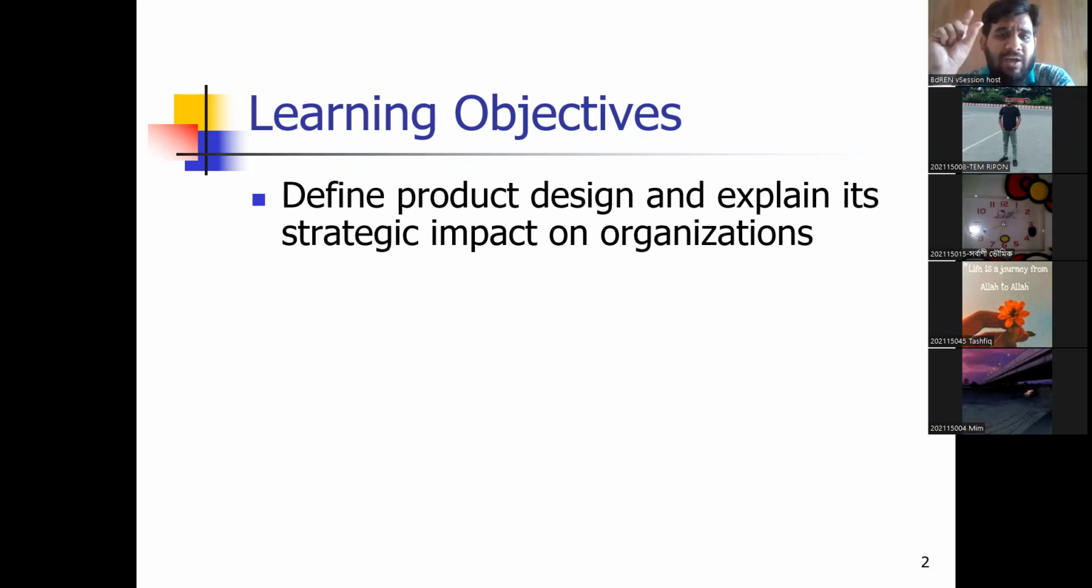Then the managing director of the company will ask the operations manager, can you manufacture this type of product? Do you have the process? If the operations manager says that no sir, there are no production facilities, then the product design is not effective and we cannot design the product.